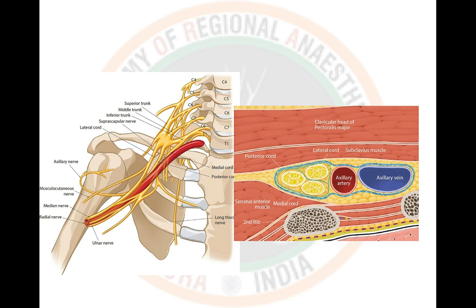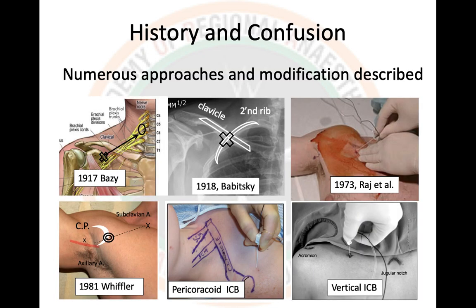So this is briefly about anatomy. There are many approaches. First, in 1917, Bazy described it. Then came the Babitsky approach. Then it suddenly disappeared from practice. It was not even in the textbooks of regional anesthesia. In 1973, Dr. Prithviraj, who is the Bhishma Pitama of regional anesthesia, introduced it again into practice.